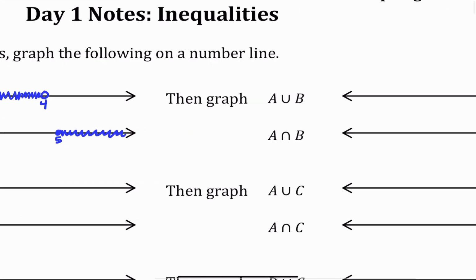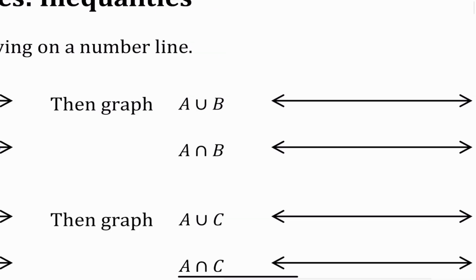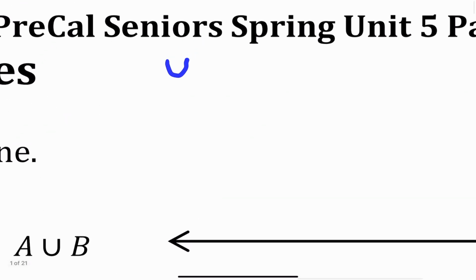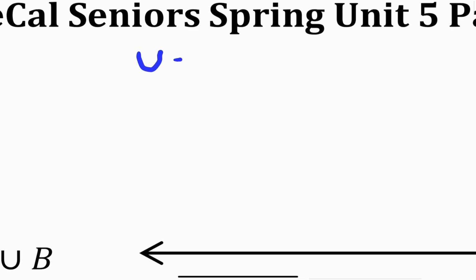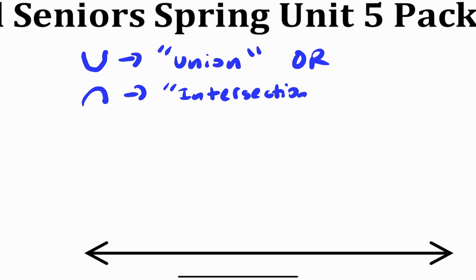So if I look over here, it says graph A union B and A intersecting B. So this U-shaped looking symbol here, that's the union symbol, and we represent that as OR. This upside down U, that's basically intersection. So that's our AND type of situation.